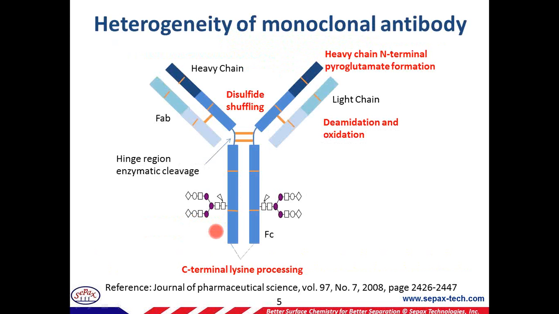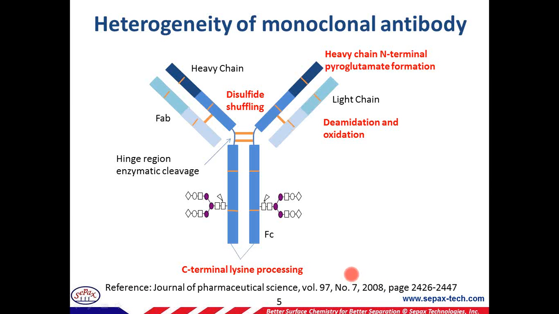A little bit about the heterogeneity of a monoclonal antibody. This is a very simple diagram where all the major heterogeneities are located on the mAb structure. I want to point out this reference paper. It's a very good reference for you to read if you want to know what the monoclonal antibody heterogeneities are. The paper also covers all the known mAb heterogeneity published by other researchers as well.